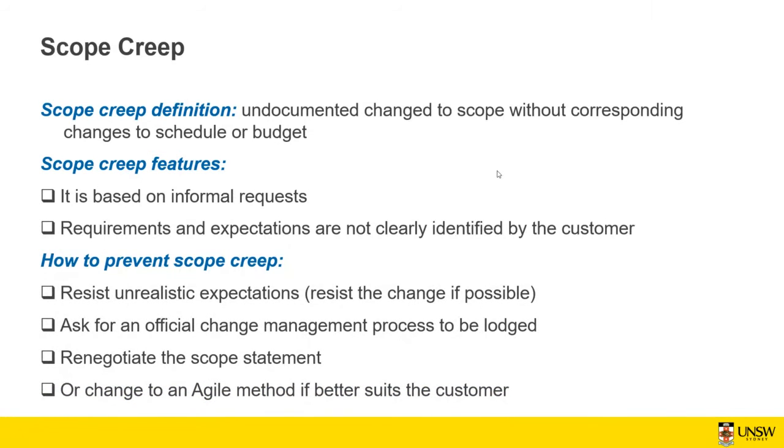So how to prevent scope creep? Just resist unrealistic expectations. Before asking them to do it formally, if there is any chance, you can discuss with them and persuade them that it's not a good idea to do that. And if they insist on doing it, just ask for an official change management process to be launched. And at the meeting, you can renegotiate the scope statement based on the data that you gathered and the information that you can provide them.